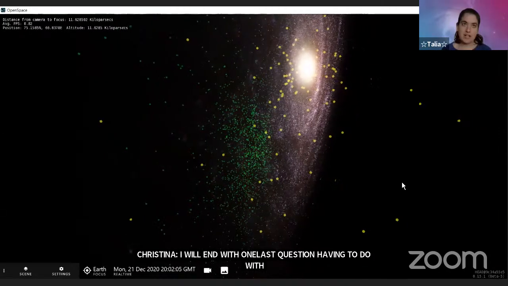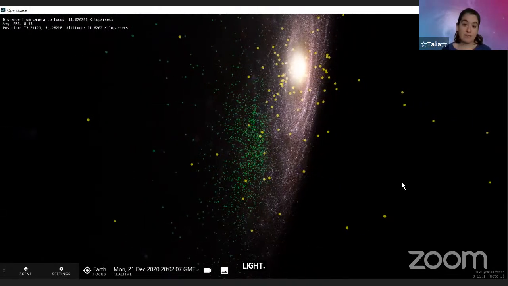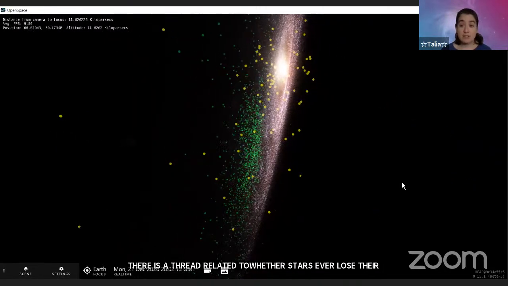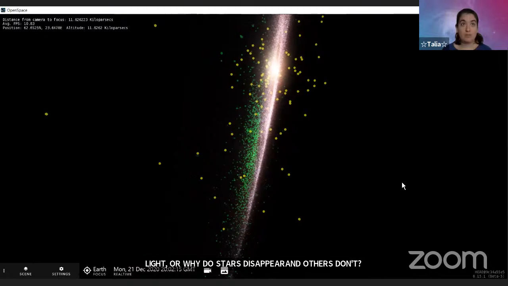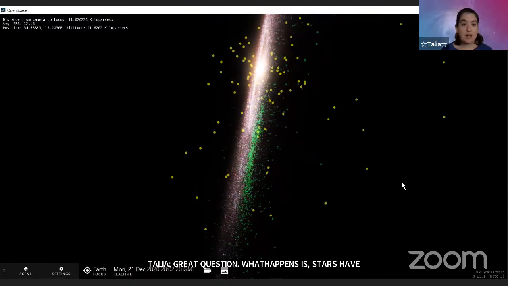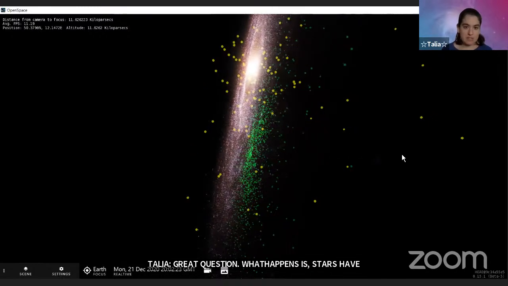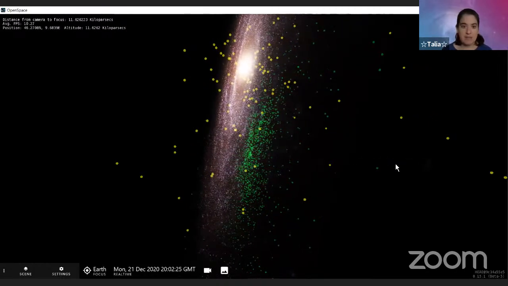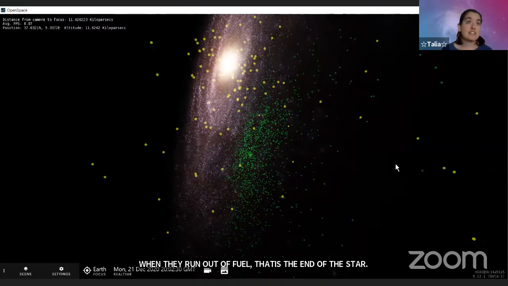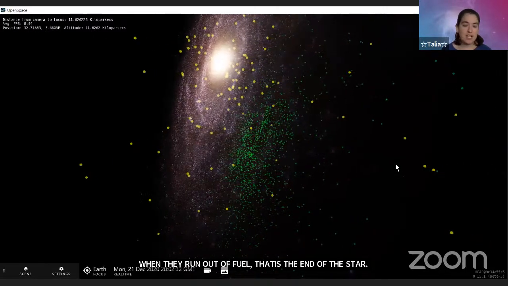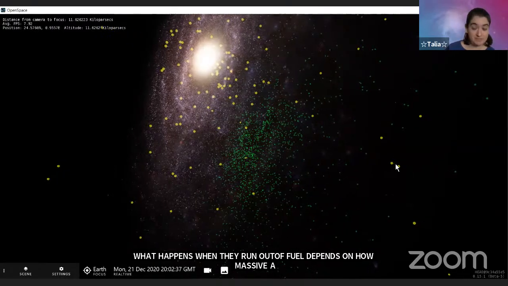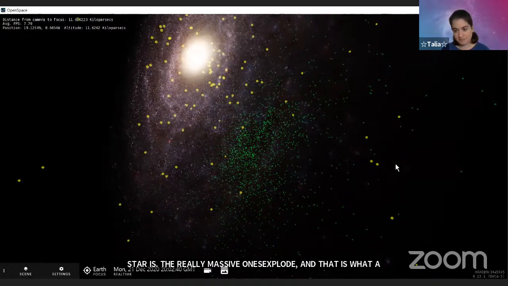That's a great question. Stars have fuel inside of them that they're fusing together, mostly hydrogen gas. And when they run out of fuel, that's the end of the star. What happens when they run out of fuel depends on how massive a star is. For the really massive stars, they explode, and that's what a supernova is. For stars like the sun, a quieter, prettier, more complicated process happens, leading to a different kind of nebula, a very pretty kind called a planetary nebula.